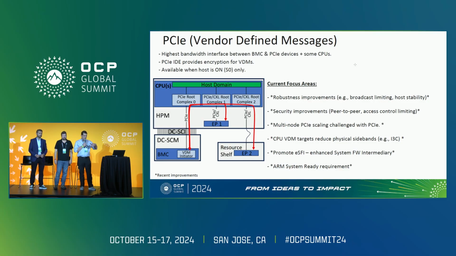Further, the forwarding of the messages. This has been about a 14-year journey probably to get the ecosystem of PCI VDM targets all there, and CPUs that forward the messages across sockets reliably. So it's all there, but there's still this reticence to adopt it by some because of the security implications: peer-to-peer, access control limiting. So we're working with PCI-SIG to try to improve these things, as well as, as I mentioned earlier, the robustness and broadcast limiting.